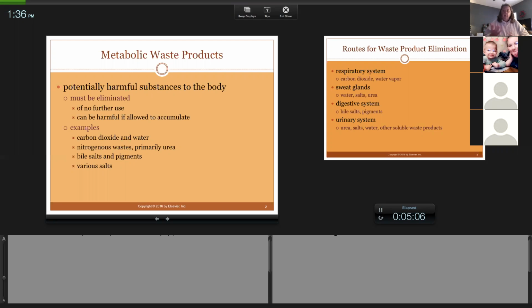The other thing: bile salts and pigments. Remember, a lot of bile salts go back through the portal vein and get reabsorbed by the liver, but anything that makes it into circulation from the intestine, some of that blood flow does go to the kidney. So if there are any bile salts that don't get reabsorbed in the liver, they're going to go to the kidney and be excreted.